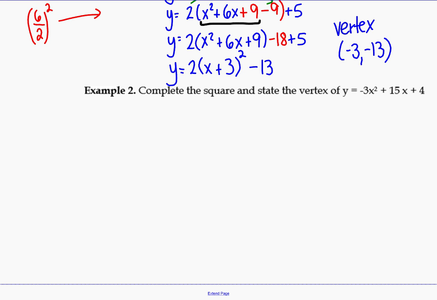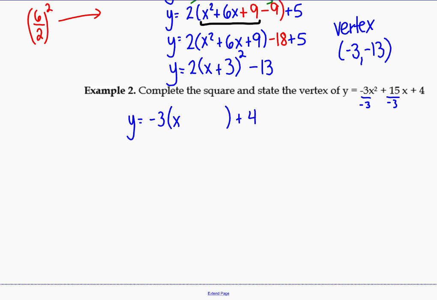Be very careful of negatives. Gotta watch your sign. So what are we factoring out of the first 2 terms? Positive 3 or negative 3? Negative 3. So if I factor out negative 3 from the first 2 terms, what are we left with?